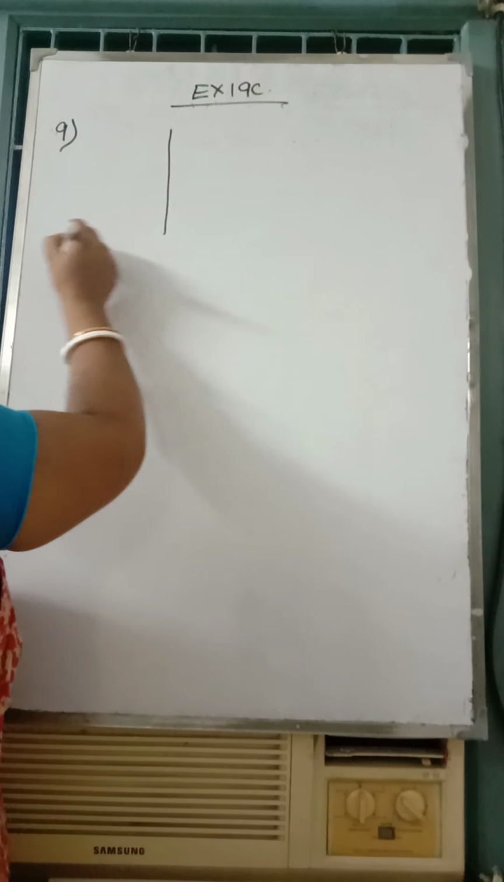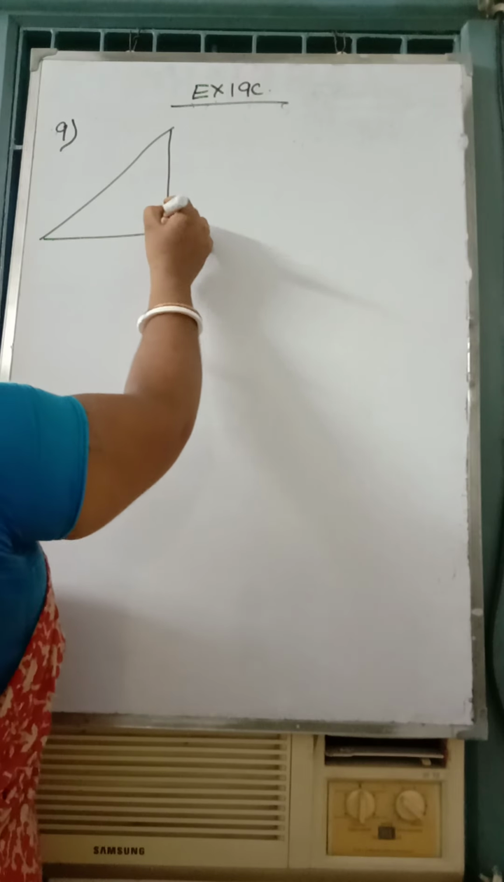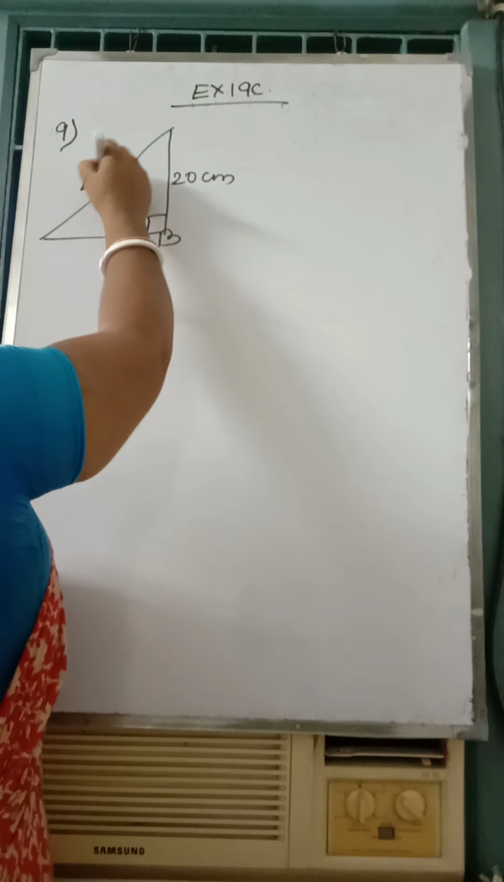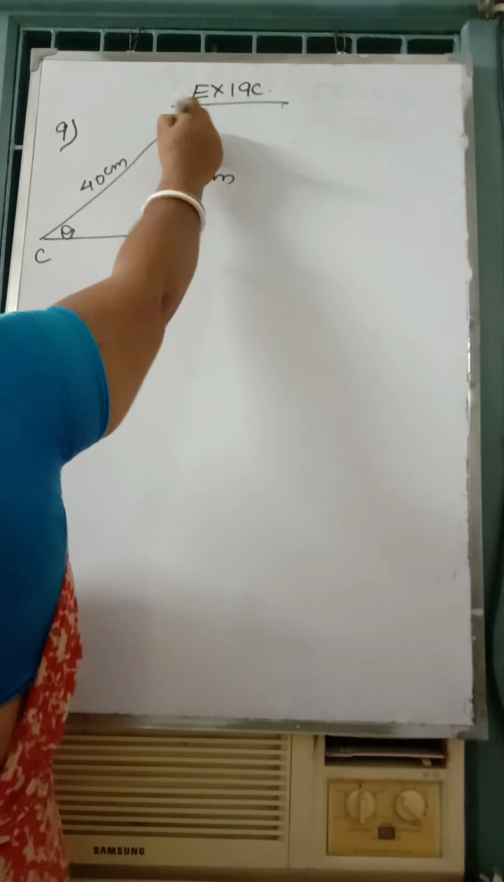Yesterday I sent you the PDF up to question number 8. Look at question number 9. It says: in a given triangle, calculate theta if angle B is 90, AB is 20 and AC is 40 centimeter. There is a triangle given on the next page where angle B is 90 degree, this is 20 centimeter, this is 40 centimeter and angle C is theta.